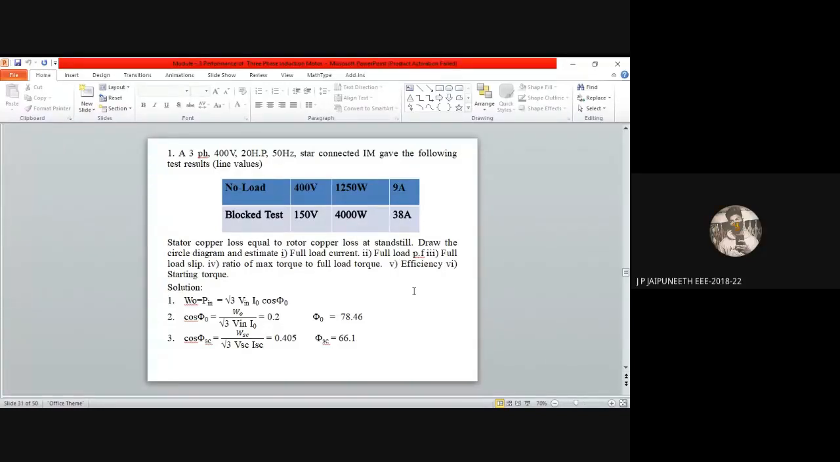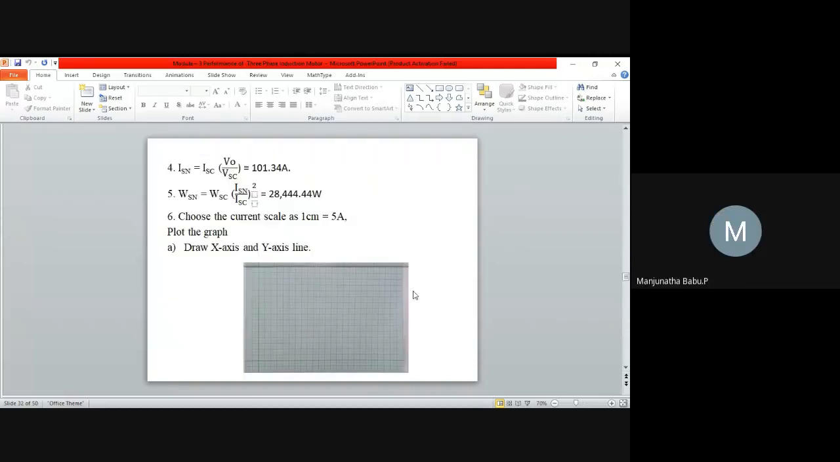Yes, sir. Okay. So now, next ISN, which is equal to ISC times V naught divided by VSC. This is the next formula to find the short circuit current under normal voltage, that is, under open circuit voltage, whatever the value. The ISN stands for the short circuit current under normal voltage. So note down these values and also this formula.